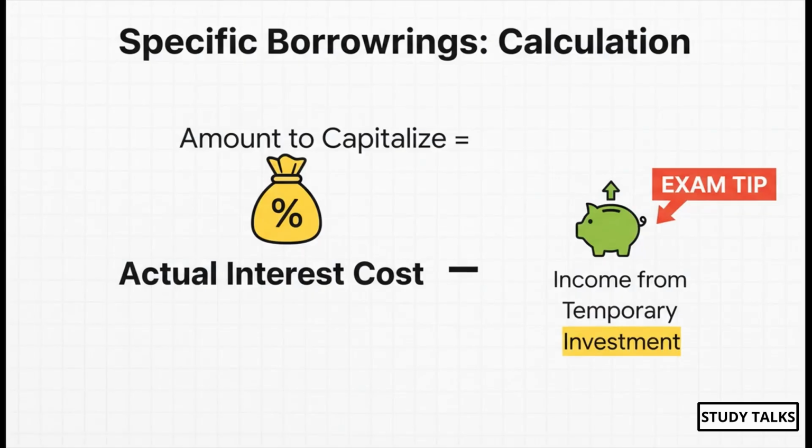Let's start with the easy one, specific borrowings. The amount you can capitalize is the actual interest you paid on that specific loan during the period. But there's a catch. And trust me, this shows up in exams all the time. If you got the loan money but didn't spend it all right away, and you smartly put the extra cash into a temporary investment like a fixed deposit, well, the income you earned from that has to be deducted from the interest cost. So remember the formula. It's actual interest minus any temporary investment income.